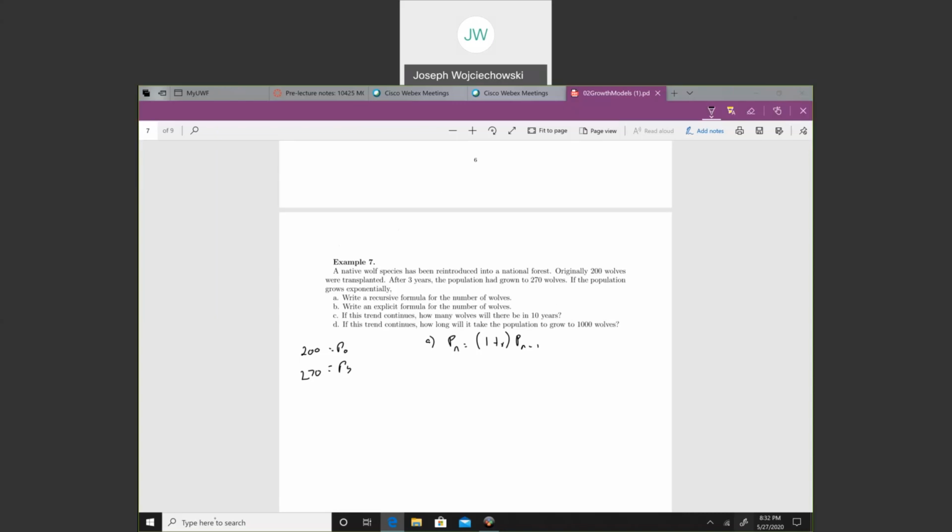So I would go to b. Think about b. P sub n equals p sub 0 times 1 plus r to the n. Again, we still don't know. But we have a p sub 3 and we have a p sub 0. So using this formula, we have p sub 3 equals p sub 0 times 1 plus r to the third. This is 270 equals 200 times 1 plus r to the third.